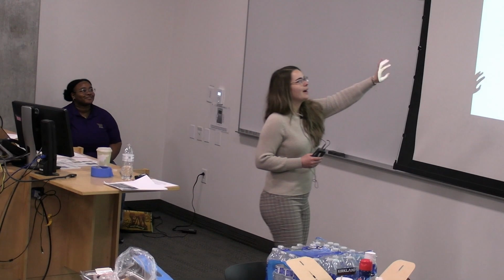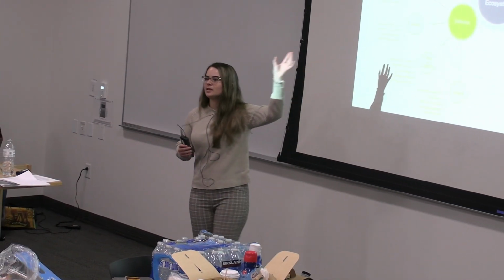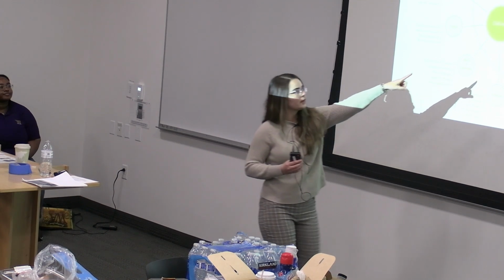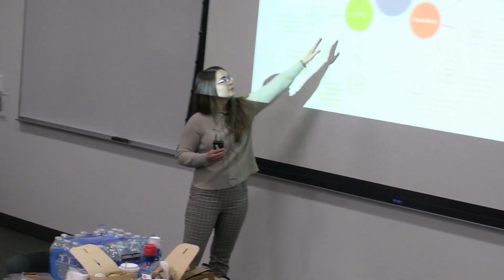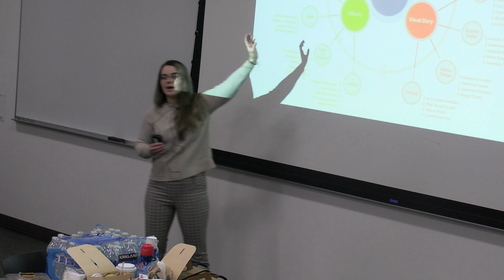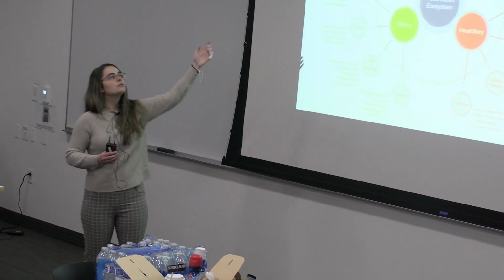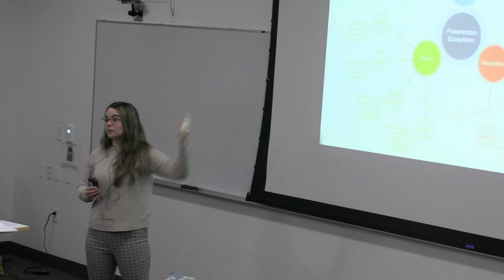So up at the top we have message. This is called a presentation ecosystem, and it's basically everything that's included in a presentation. At the very top we have message, then we have visual story over here, and then we have delivery. Message contains things like audience, ideation, writing, and critique. So this is your prep work.